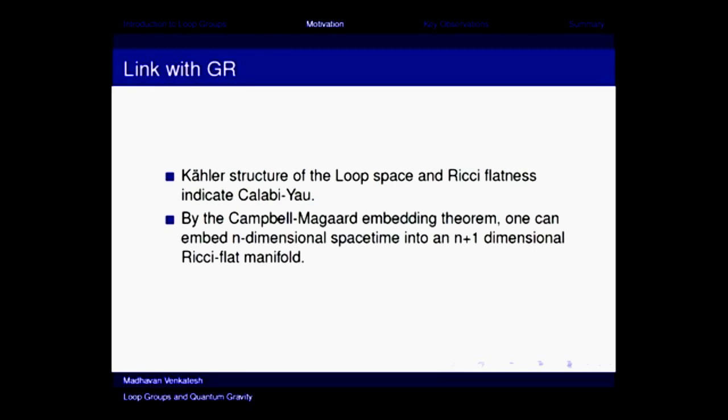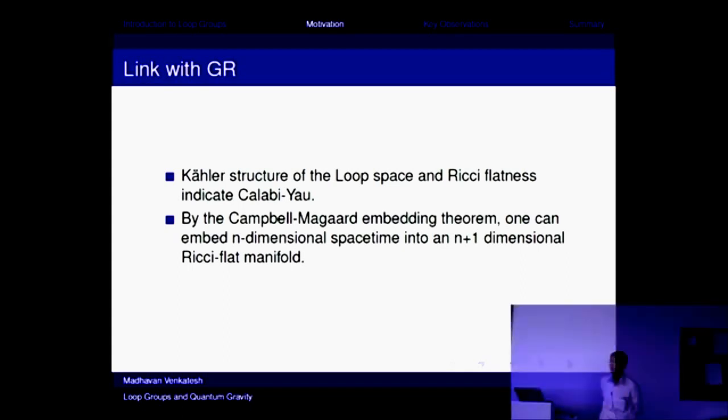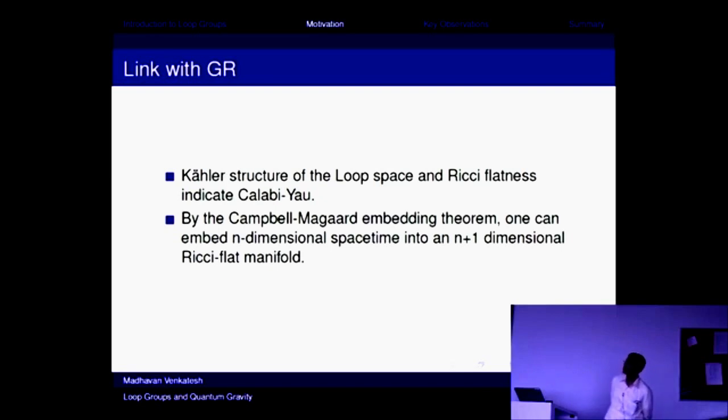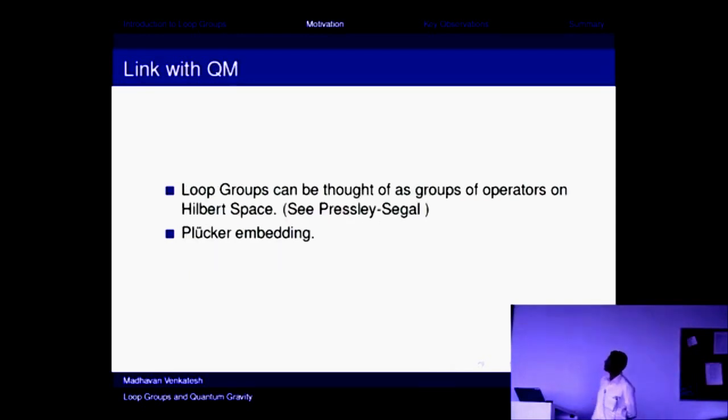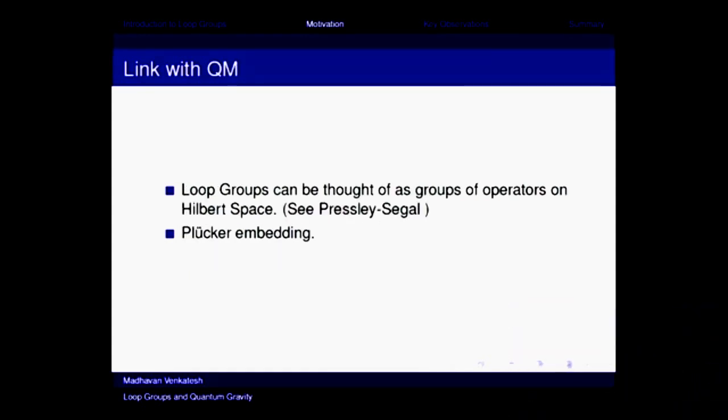And there's this theorem called the Campbell-Magaard embedding theorem that allows you to embed n-dimensional spacetimes in n+1 dimensional Ricci flat manifolds. So you can see that if you move to higher dimensions, Calabi-Yau, inside of that we can embed a spacetime. And now the link with quantum mechanics.